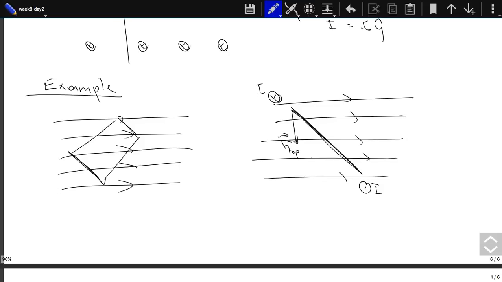Now the force at the bottom, again, this is my rectangle. At the bottom edge, this is the direction of the current. The current is running like this. So what is the direction of the force? This is B, this is dL, this is the direction of the current. dL cross B is pointing upward. This is the force acting on the bottom.